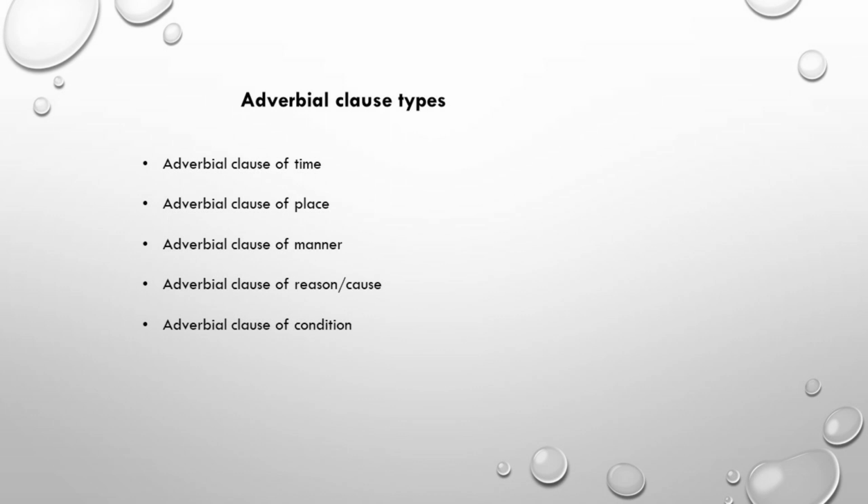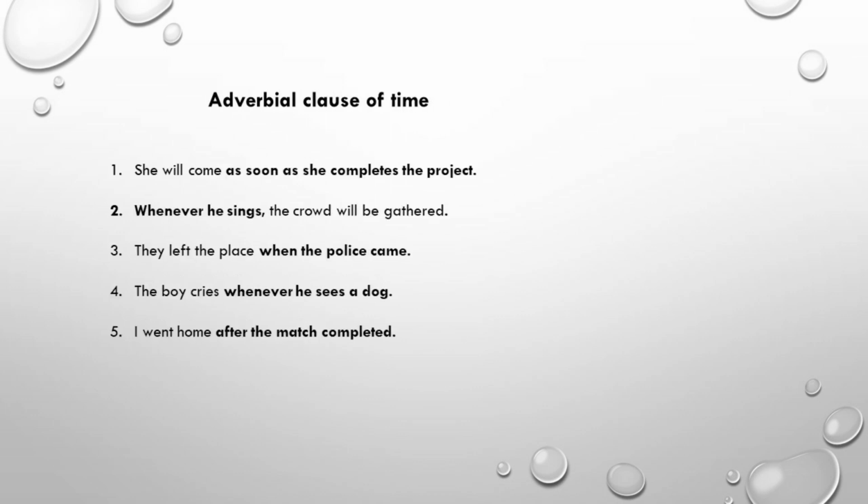They are adverbial clauses of time, adverbial clauses of place, adverbial clauses of manner, adverbial clauses of reason or cause, and adverbial clause of condition. We are now going to study each of these types in detail. The first one is adverbial clause of time.